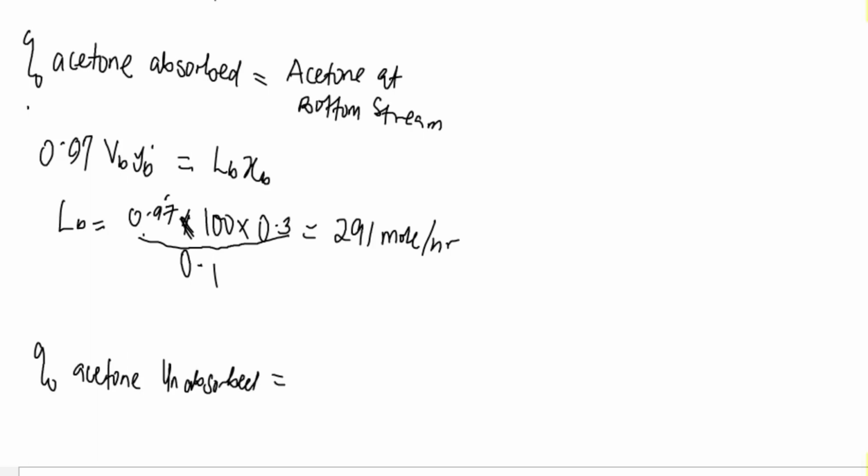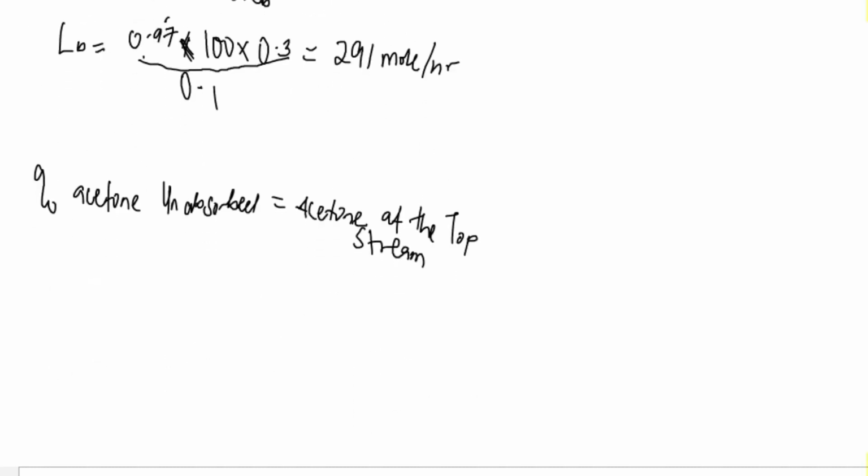is equal to acetone now at the top stream. Since it's not 100% that is being absorbed, the remaining part that is not absorbed at the bottom stream is going to be at the top stream. I will account for the 100% of acetone that comes in. 97% of it is absorbed. Now I will have 3% that is unabsorbed. That's 0.03.